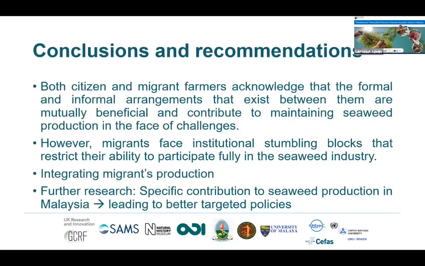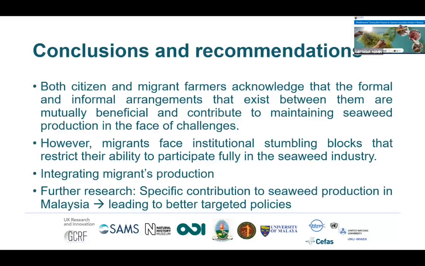For the conclusion and recommendations, this study has highlighted the central role that migrant farmers play in seaweed cultivation in Malaysia. Both citizen and migrant farmers acknowledge that the formal and informal arrangements between them are mutually beneficial and contribute to maintaining seaweed production. However, migrants face institutional stumbling blocks that restrict their ability to participate fully in the seaweed industry. This affects their ability to secure their primary livelihood and improve their productivity.